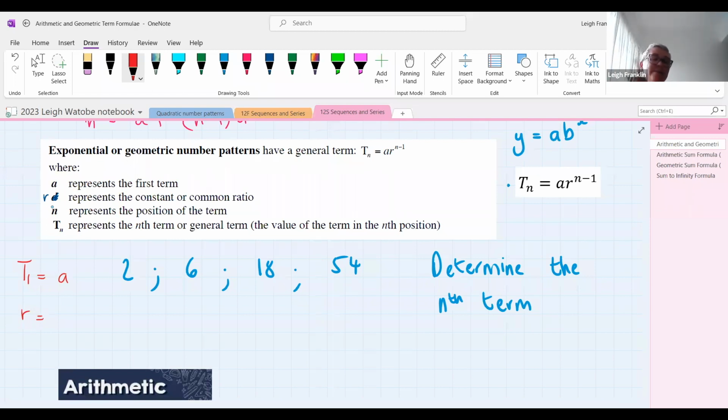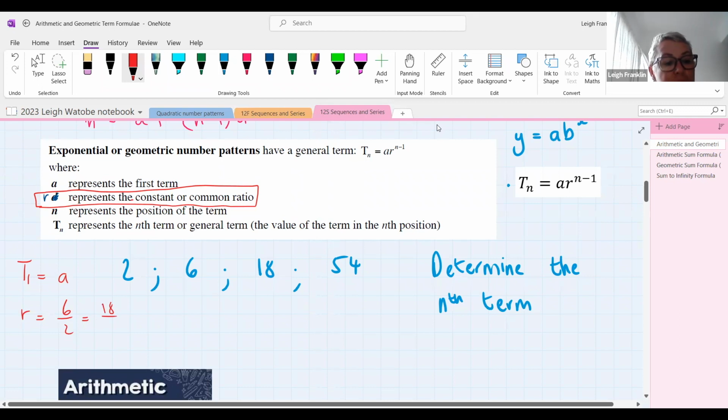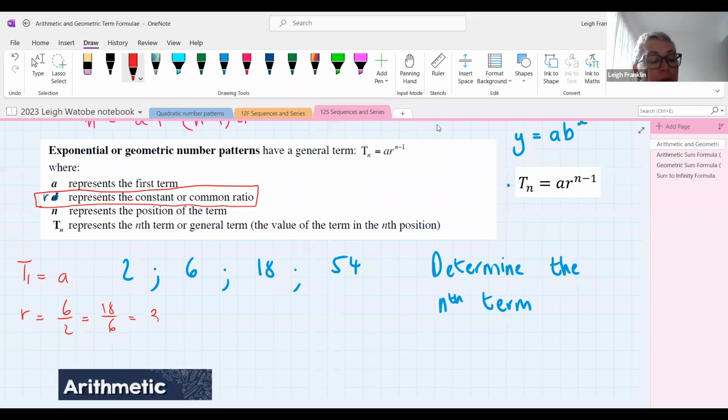Now, when we worked out D, our difference, that was term 3 minus term 2, or term 10 minus term 9. When we work out our constant or common ratio, how do we do that? How do we calculate what our constant or common ratio is? Now we don't have a constant difference. That's it. Good job. So now we have to divide. In other words, we get 6 divided by 2, or 18 divided by 6. And in this case, we get the same answer. We're going to end up with 3.